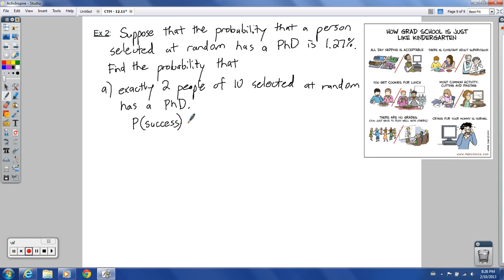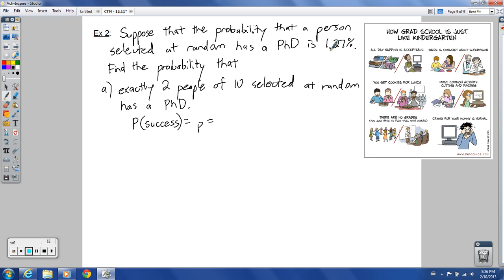So let's start by finding what lowercase p, q, n, and x are with this one, and then we'll just plug stuff in from there. So the probability of success is going to be this 1.27%, which you could write.